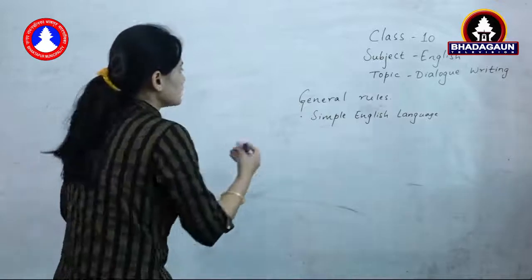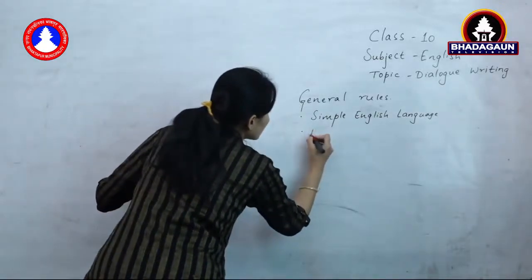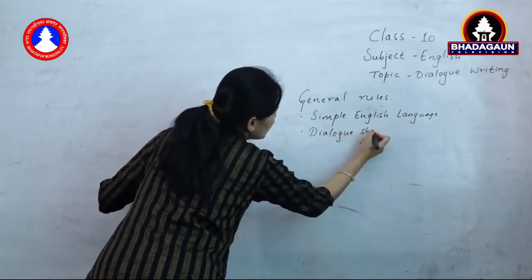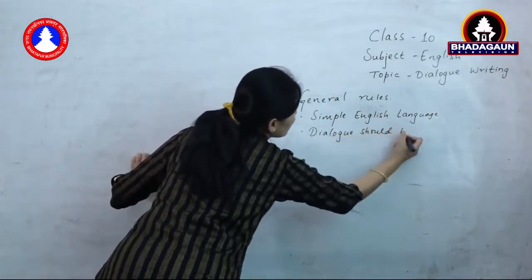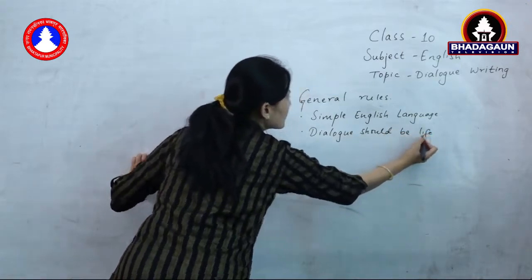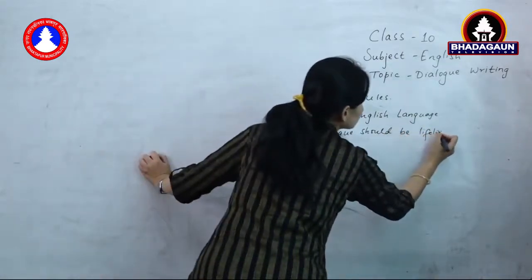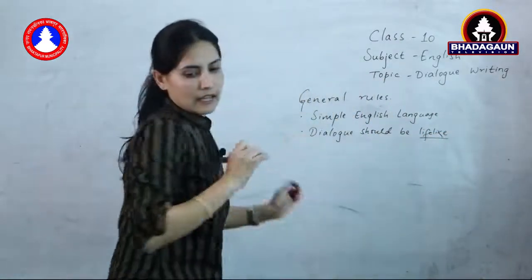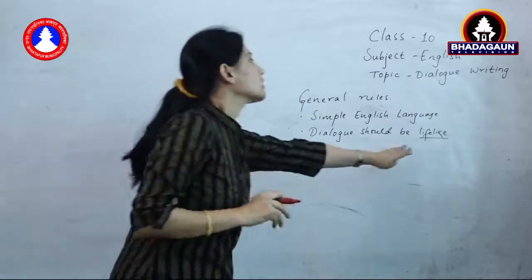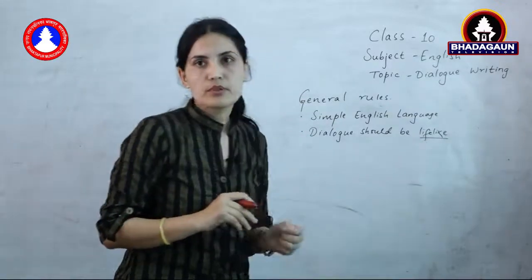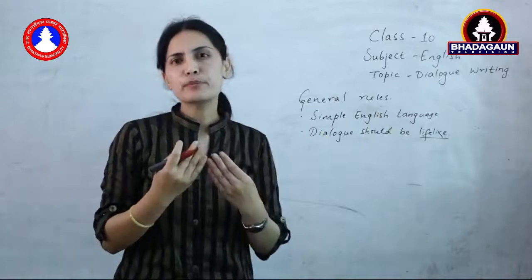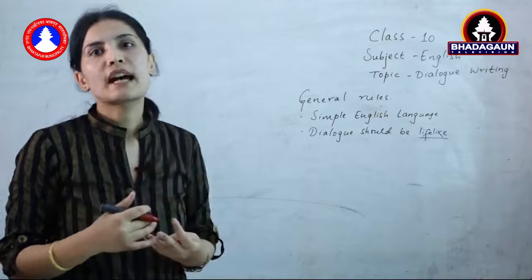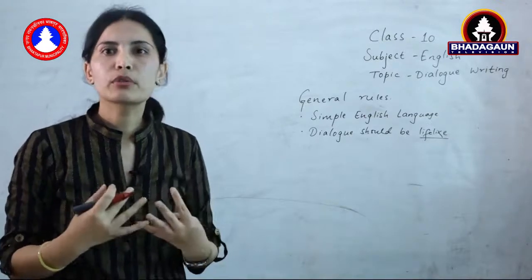And next is, dialogue should be lifelike. You have to stress the word lifelike. Lifelike means it represents realism. It means that you have to make your dialogue in such a way that it makes the reader feel that you are talking about a real life situation.